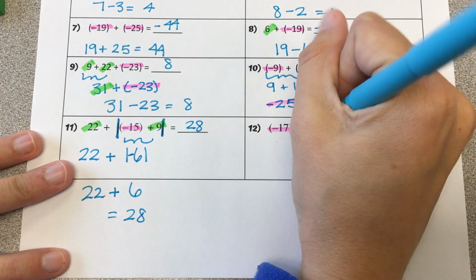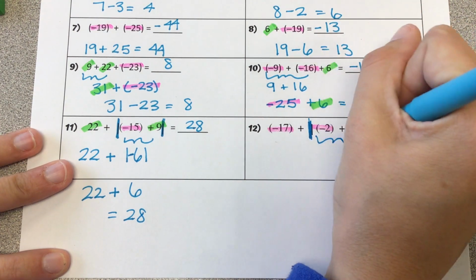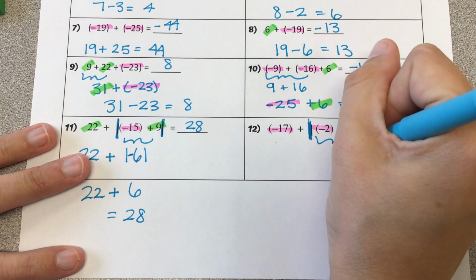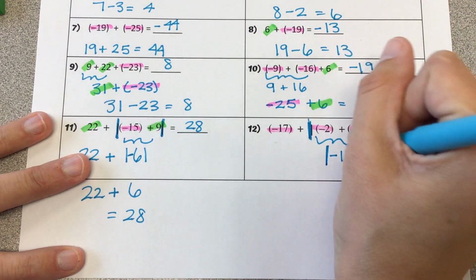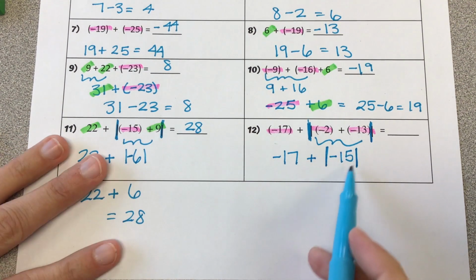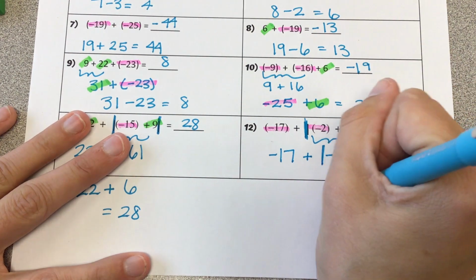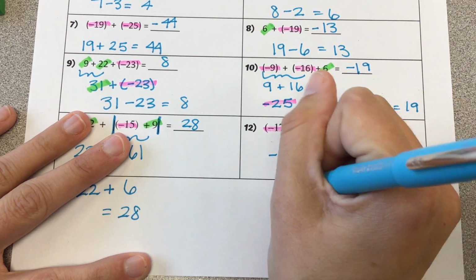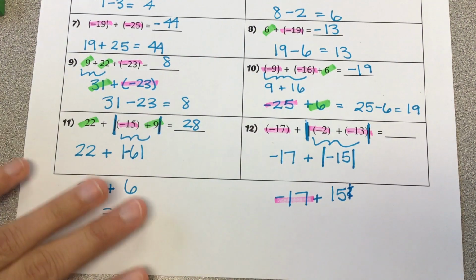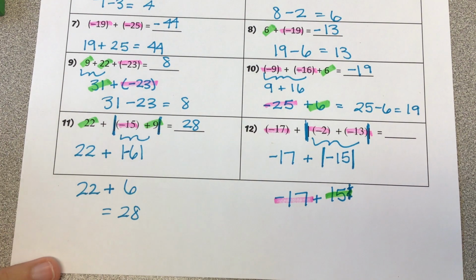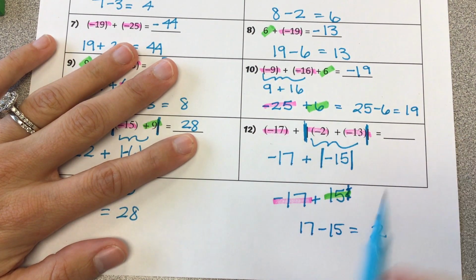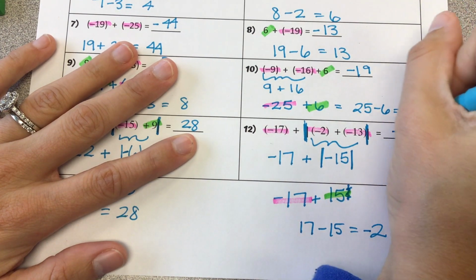Same thing over here. We have these absolute value signs. We're going to start with those first. They are the same, so we're going to find the sum, which is 15, but it's a negative sum. Bring down the rest. The absolute value of negative 15 is positive 15. Bring down the negative 17. Now I've got a negative plus a positive. Those are opposites, so I'm going to find the difference. 17 minus 15 is 2. The bigger number was negative, so it's negative.